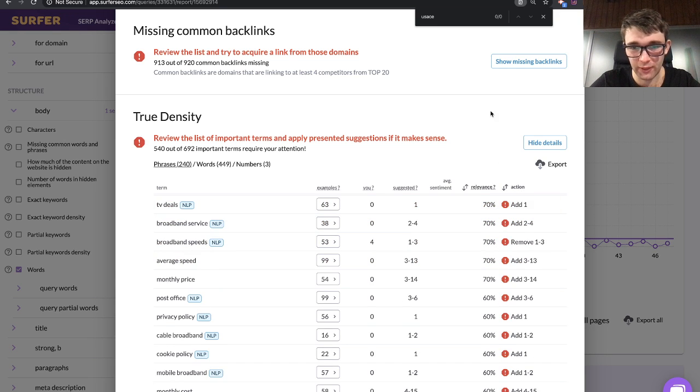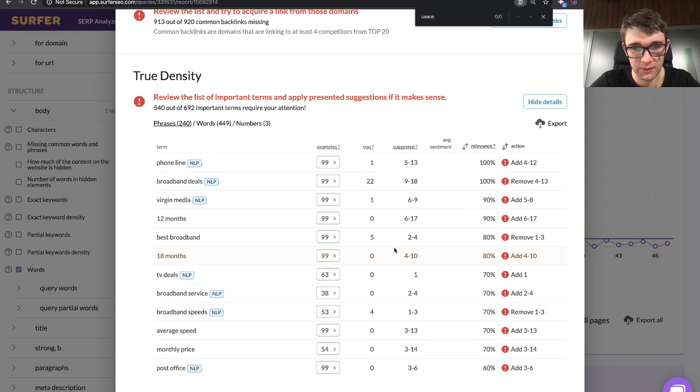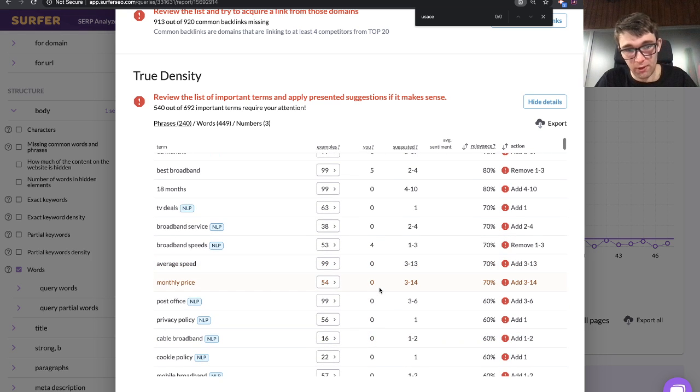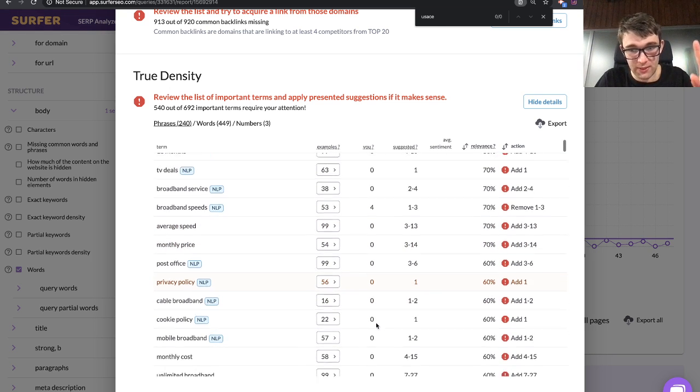Let's sort by the action now to see if we have any zeros. Yeah, the 12 months, 18 months is also missing. So you're missing the time frame of the deal. It may be really important. Broadband service missing, speed, average speed missing, monthly price, post office missing.